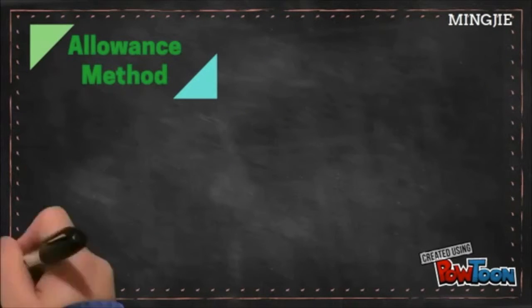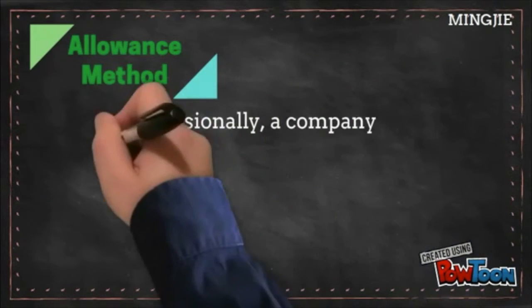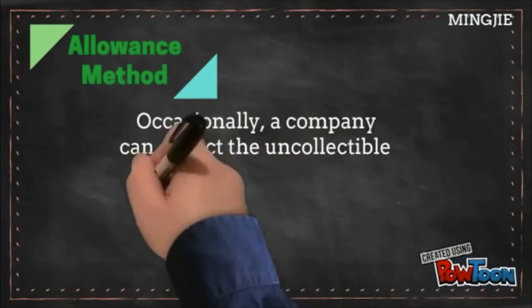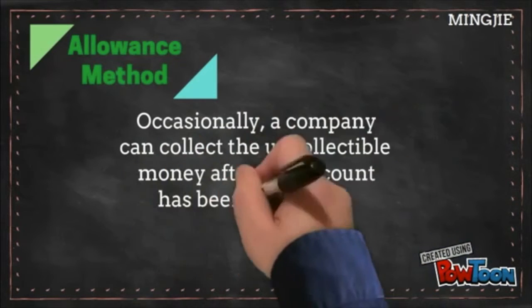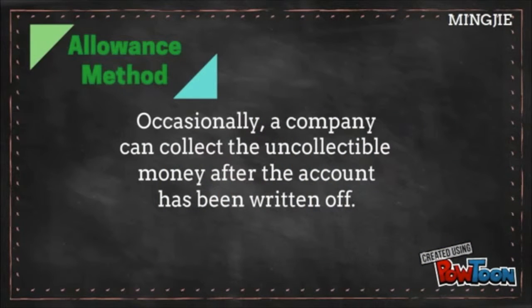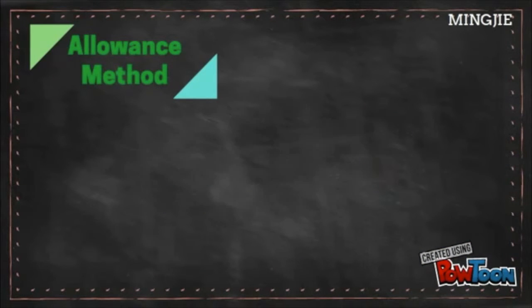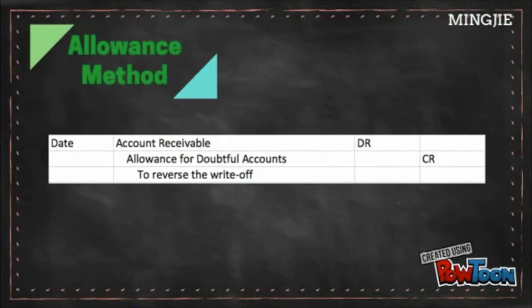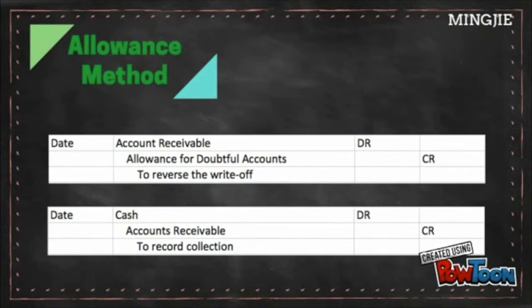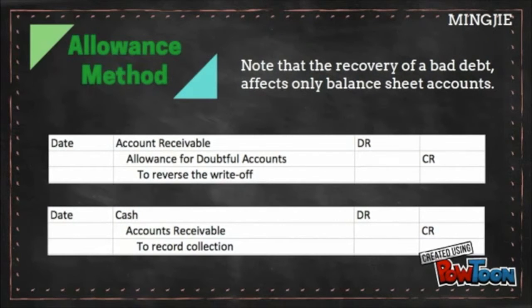Occasionally, a company can collect the money after the account has been written off. In this case, two entries are required to record the recovery of a bad debt. First, the entry made in writing off the account is reversed to reinstate the customer's account, and second, the collection is journalized in the usual manner. The example is as follows. Note that the recovery of a bad debt affects only balance sheet accounts.